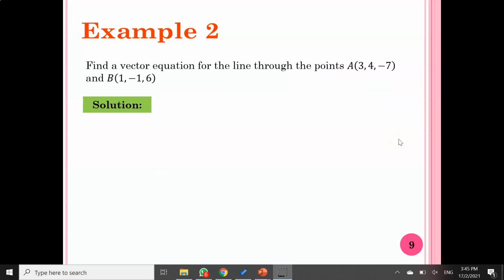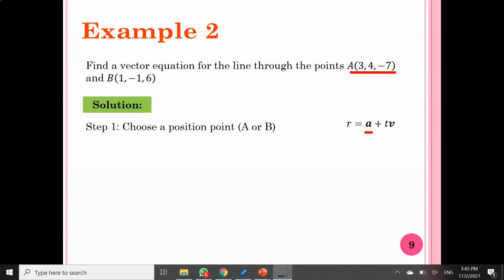So we move on to the next example. Find a vector equation for the line through the points A and B. So you have two points over here, position vector a and also position vector b. Of course you need to find the vector equation using the formula given just now.